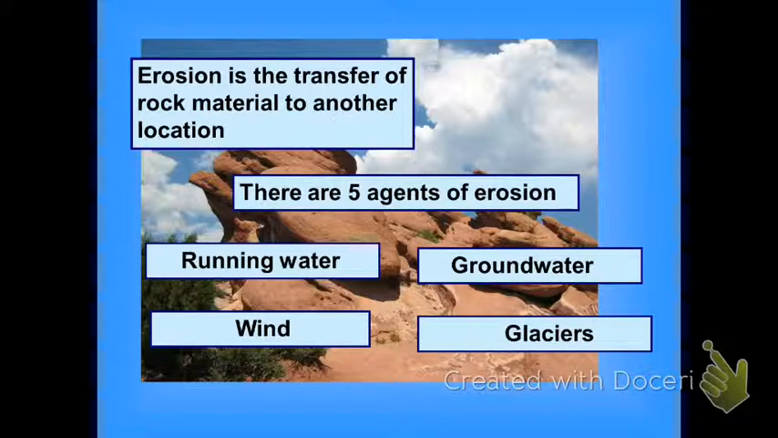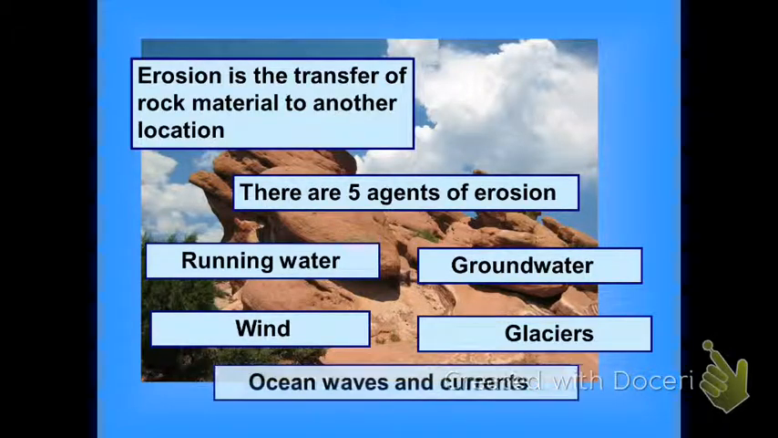Glaciers. Glaciers move. It's large chunks of ice that are moving. And when they move, they will crush, they will grind, and they will transport materials. Last, but definitely not least, ocean waves and currents can move materials from one spot to another.